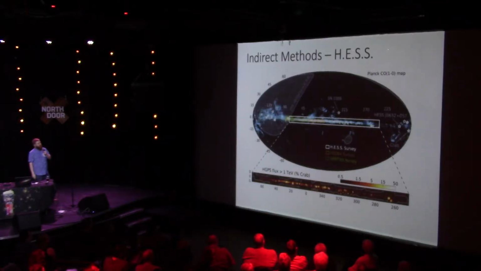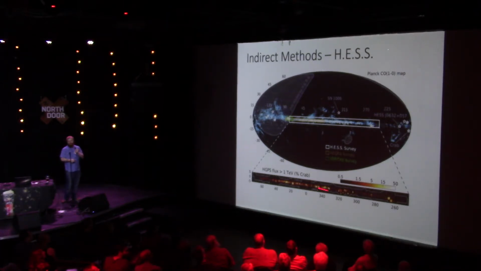So finally, this is a result from HESS. I'm sorry if you can't see this. This is the Milky Way as seen in carbon monoxide, so you see the disk of the Milky Way here. And if you look at this in HESS, this is radiation from gamma rays greater than 1 TeV, and you see it looks exactly like the plane of the Milky Way, where many of these things are supernova remnants and other sorts of bubbles.